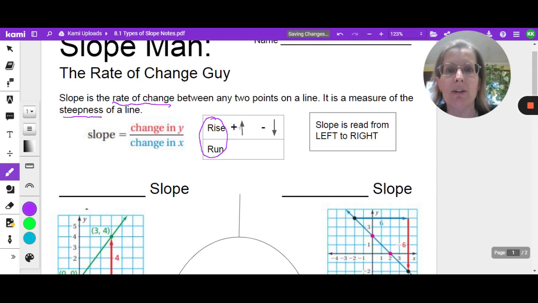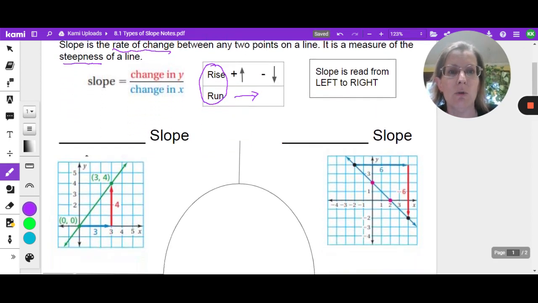So the numerator is, if it's positive, it goes up, it's a rise. If it's negative, it goes down. So it's still a rise, it's just a negative rise. And then run is always going to go to the right. Slope is read from left to right, just like when you are reading words.